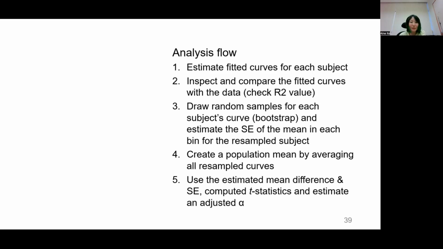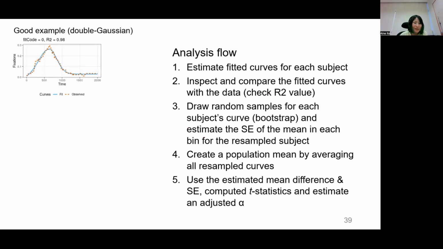What's really important for this analysis is to check whether the curves are a good fit for your data. A good example looks like this. Here we are fitting the double Gaussian curve, where the fixation proportion goes up and down. We are looking at the fitted curves in the blue line and the observed data in this dotted orangish line. We can see these are roughly close to each other and don't deviate too much. So this is a good example of curve fitting.